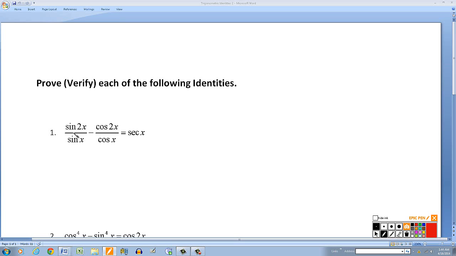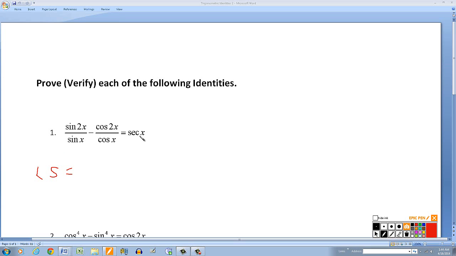So if we look at this one here, obviously the left side is more complicated. So I'm going to start with the left side. So again, just to save me some time, I'm not going to write it out, but if you were doing this and your instructor was picky on what he wanted, then most instructors would want you to write out the side you're working with. So this is the left side, so I'm going to say LS for the left side. So that's the left side. I would write it out there, and then try to show that that's equal to secant of x.